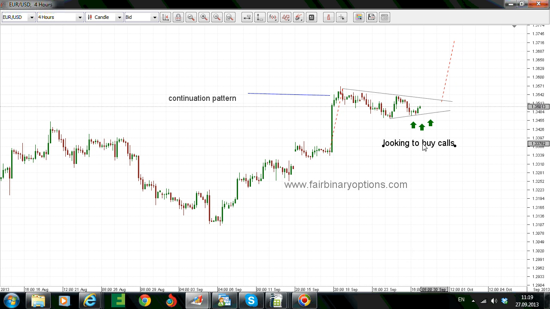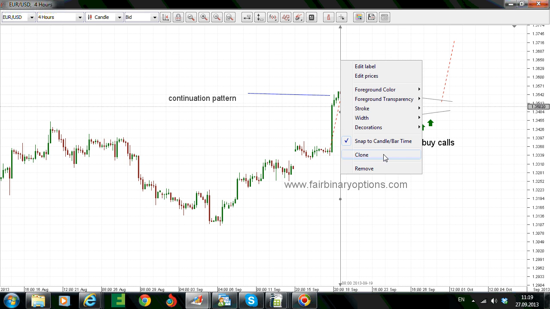And now, how to choose the expiration date. First of all, this is a 4-hour chart. So if you are looking for the most appropriate expiration date, then we should go for at least a 1 week expiration date. The reason is that on a 4-hour chart, take a look at the time taken for this triangle to form. This is from the 19th of September. Now we are on the 27th, so the triangle has been consolidating for 1 week.